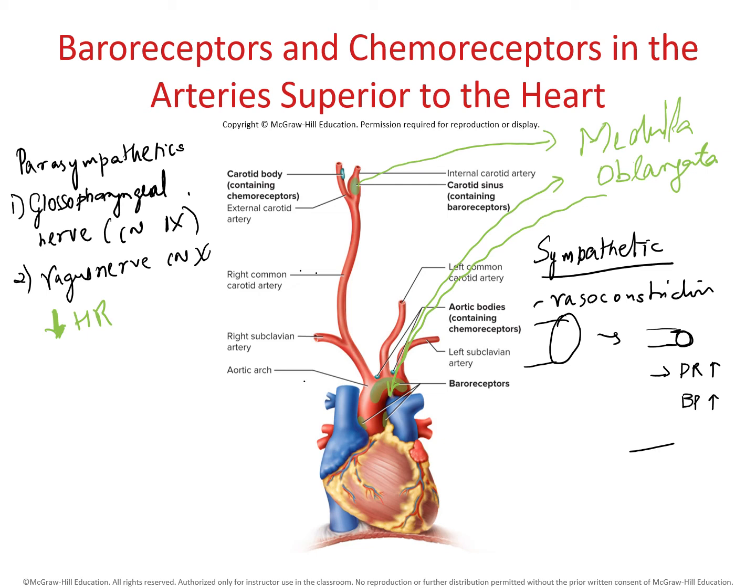Imagine again holding a water hose. When you constrict the water hose at the tip, water comes out with a lot more force because it's under a lot of pressure. So it leads to an increase in blood pressure. Now the other thing the sympathetic nervous system does is innervate the renin angiotensin aldosterone mechanism.